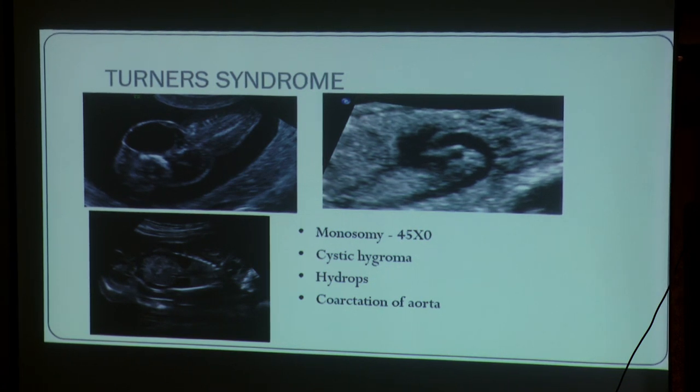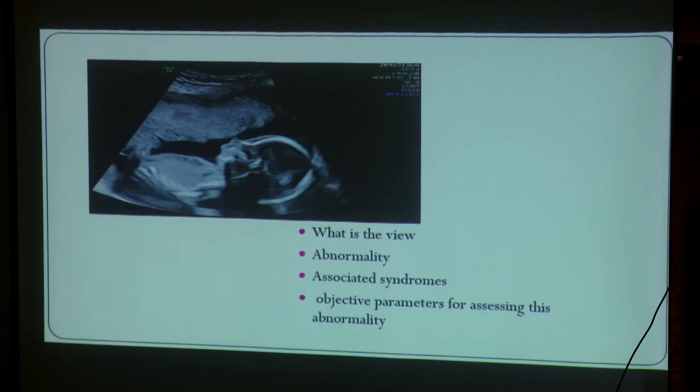And in Turner syndrome, we'll have fetal hydrops, and disproportionate to the hydrops, there will be massive cystic hygroma. The cystic hygroma will be so large and multicystic that it is more pathognomonic of Turner syndrome. Again, as I said earlier, coarctation of aorta is commonly associated with Turner syndrome.